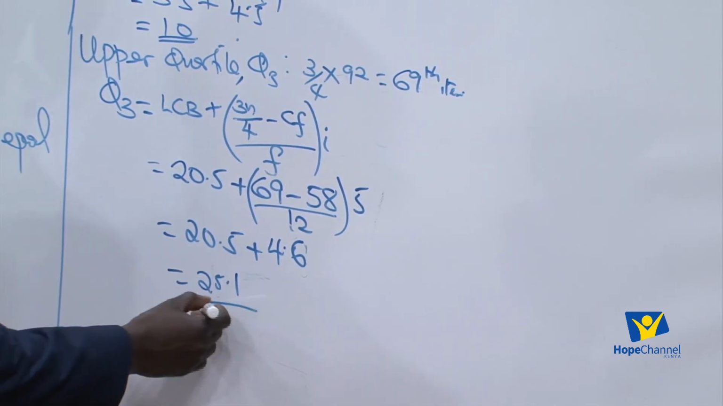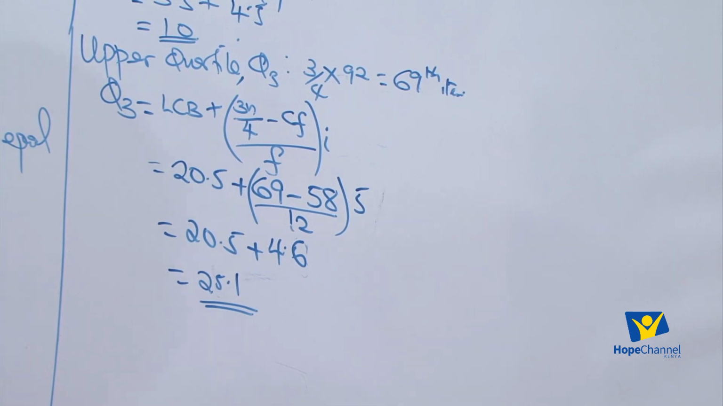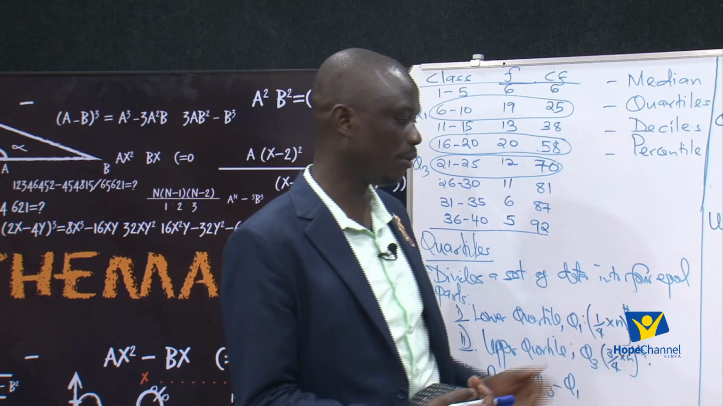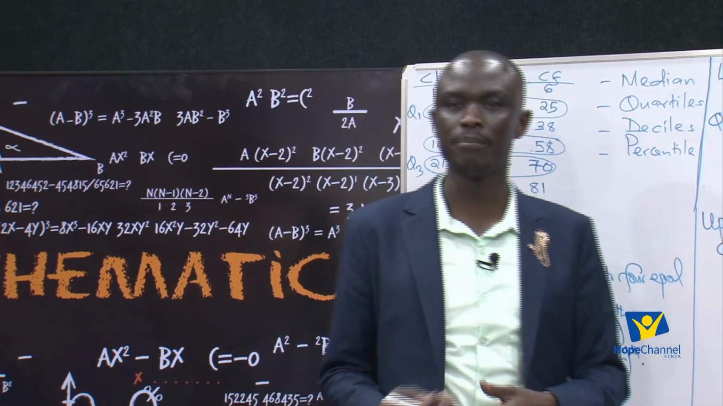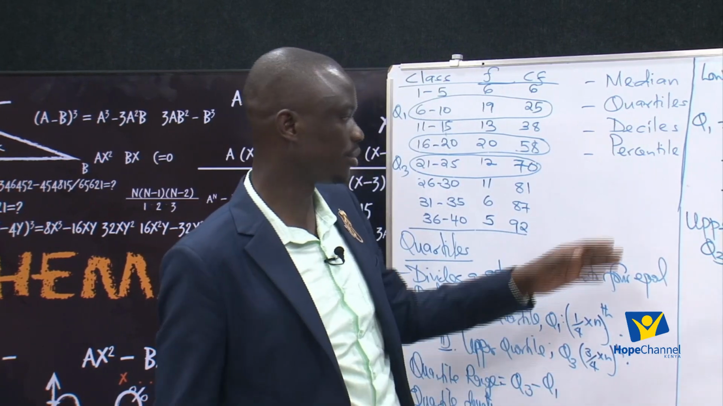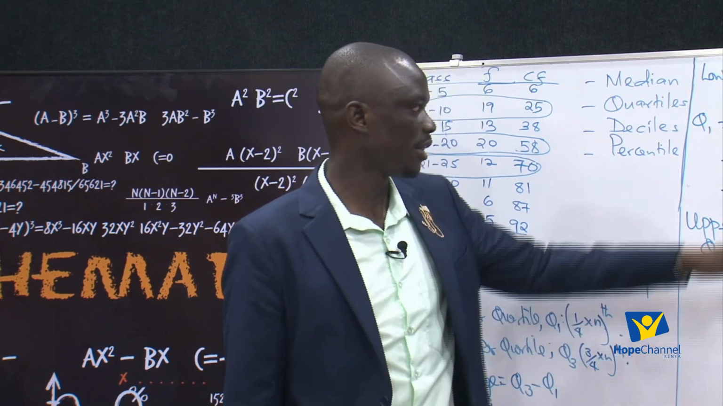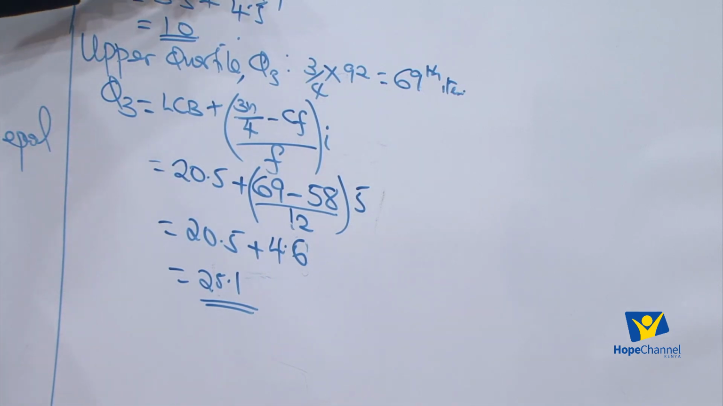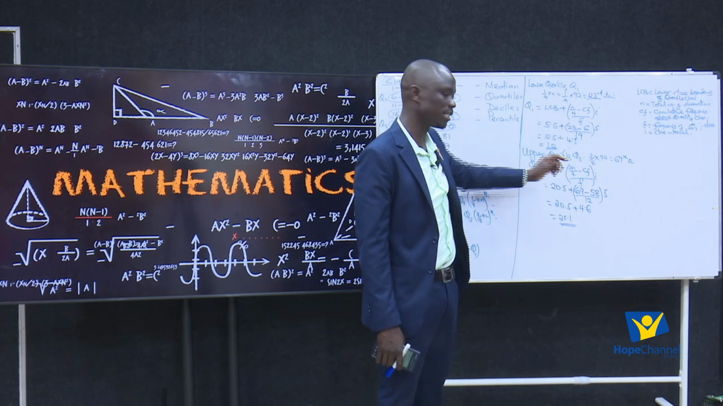So 25.1 is what we call the upper quartile, or Q3. Finding the quartiles is always very easy. It is a very similar way we calculate the median. The moment you understand how to calculate the median, it will be very easy for you to calculate the quartiles. The concept is the same. The only thing that changes is the division: the median divides into 2, but quartiles divide it into 4.